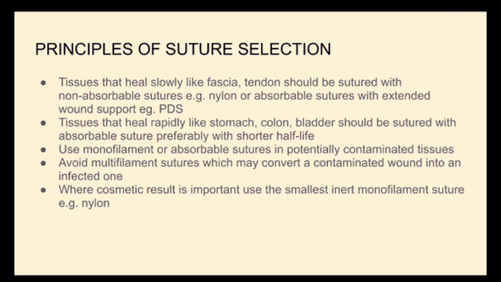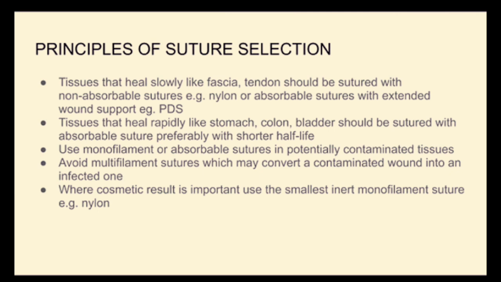So tissues that heal slowly like fascia, tendon, should be sutured with non-absorbable sutures, for example, nylon, or with sutures that have extended wound support like PDS. While tissues that heal rapidly like stomach, colon, bladder should be sutured with absorbable sutures, preferably with a shorter half-life. For example, Vicryl can be used in suturing, and if you notice, these are organs that you don't have to go back to remove the suture. So you want to use an absorbable suture that will disappear when it's no longer needed.